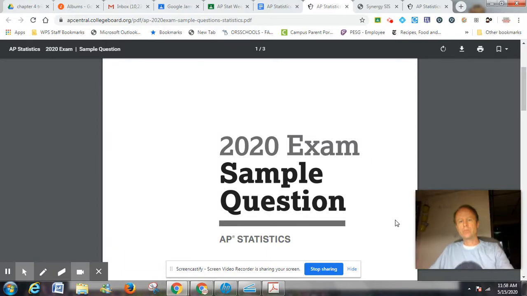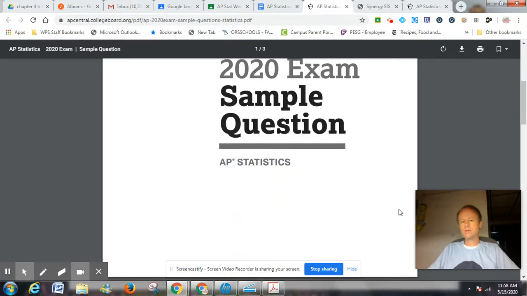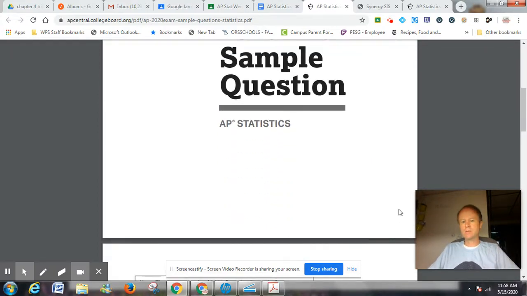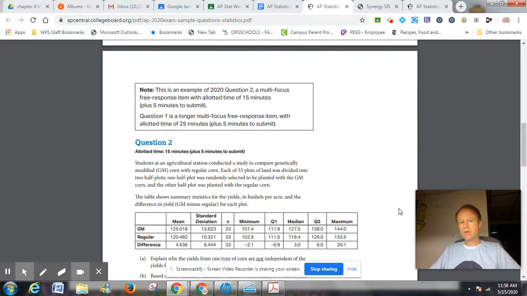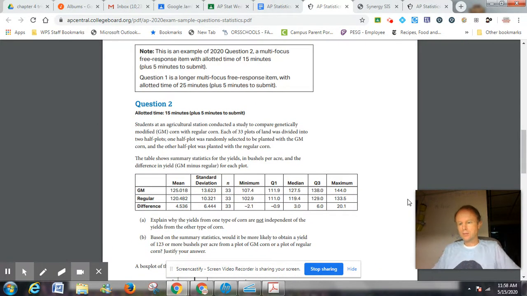So I want to go through some possible answers with these questions. First thing we're going to do is just take a look at question 2. So a reminder, question 1 is a little bit longer on your test next week. That one is about 25 minutes, and then the second question is about 15 minutes. So you're going to submit after question 1, and then you're going to go on to question 2 and then submit that. So this is a sample question 2.